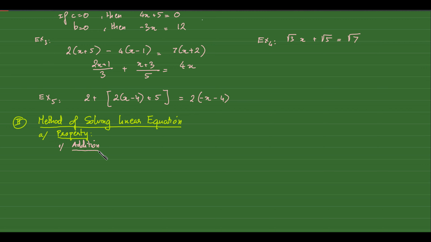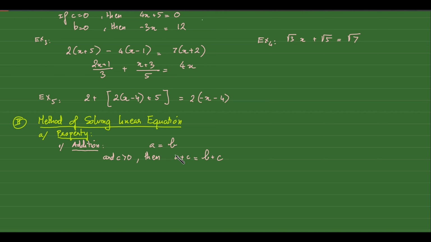Addition property. What does the addition property say? It says that if we have a linear equation A equals B, and if C is greater than 0, then if you add C to both sides of the equation, it should give you the same. So A plus C equals B plus C. Well, it totally makes sense.